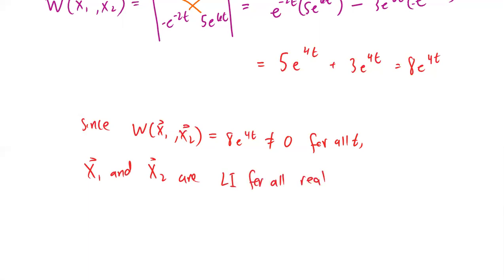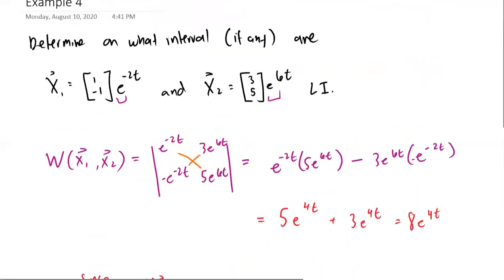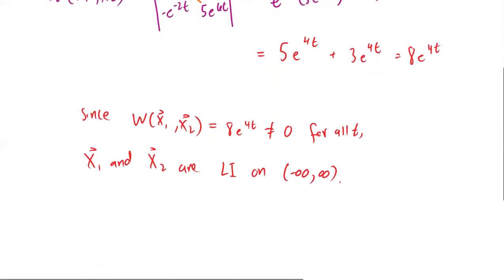So again, very easy to determine whether a set of vectors are linearly independent. I just have to calculate this once again. And if you have more than two vectors, so let's say you had three vectors with 3 rows, you could just put this into Mathematica, as we learned how to do, to find what the Wronskian is. So very easy to determine whether vectors are linearly independent on an interval.